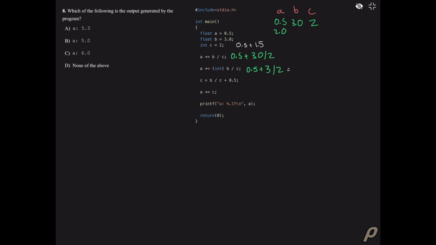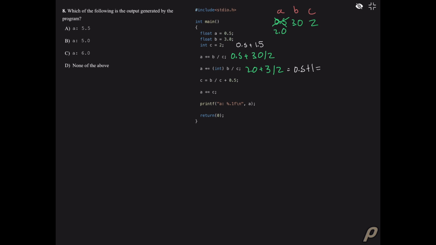So this will just be 0.5 plus 1, which will give us a value that is, oh, I did not use the right value here. Whoops. That is not 0.5. This should be 2.0 as we updated the value of a.